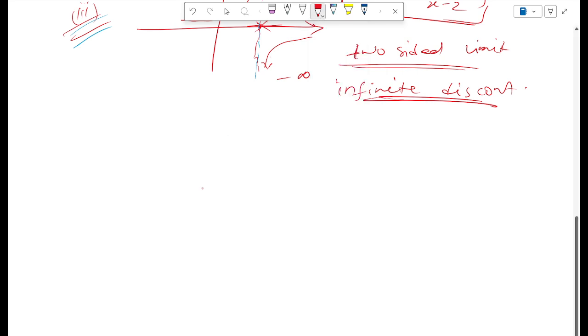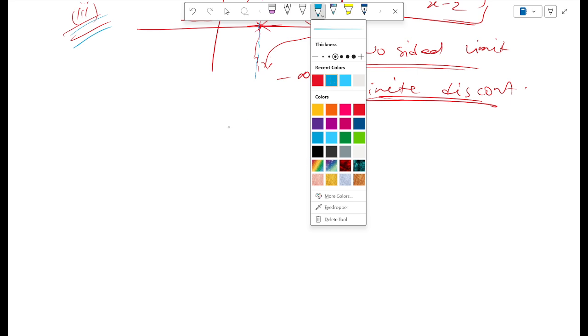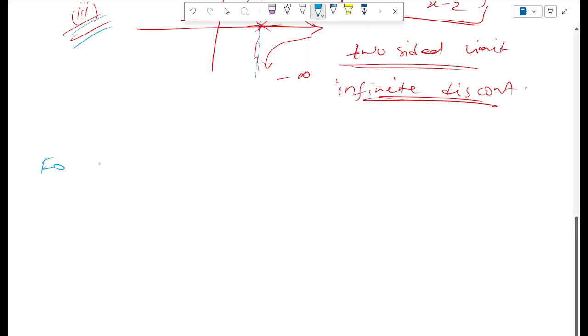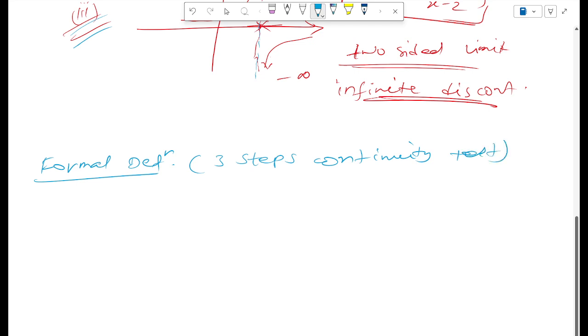So let's talk about the formal definition of continuity of a function. So how do we define that? Formal definition, or you can say mathematical definition. This is also called the 3-step continuity test. 3-step continuity test of a function. How do we do this? Let's see.